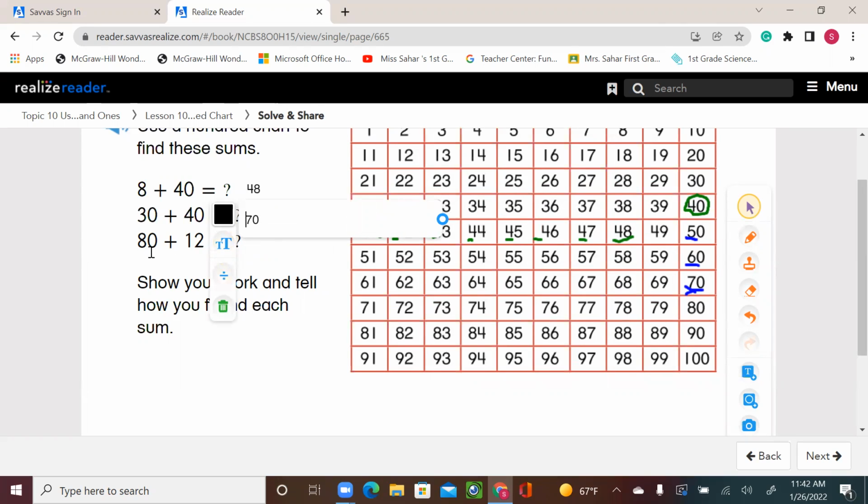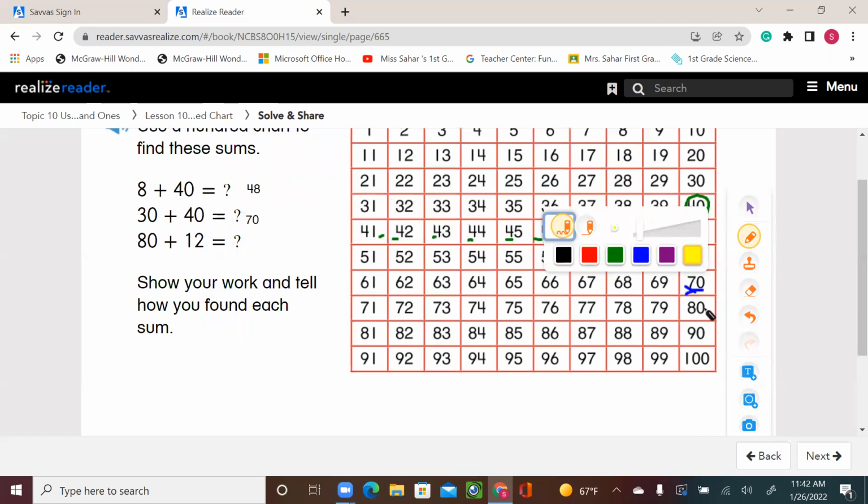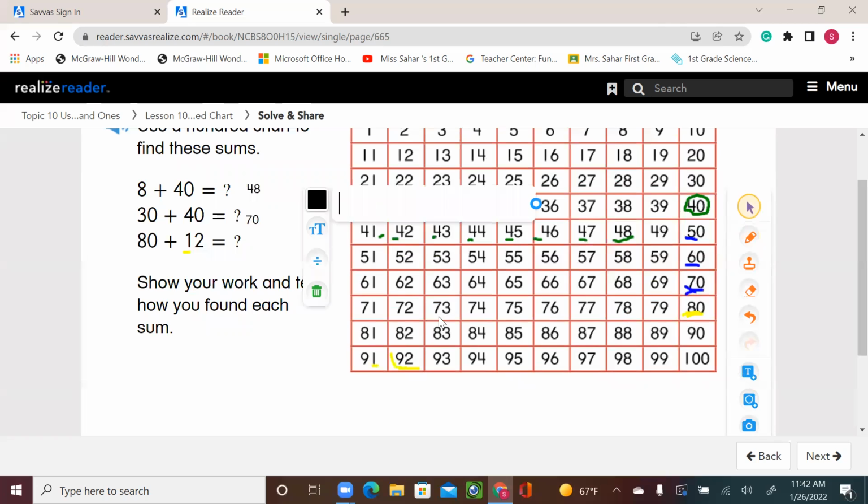Now, last question, 80 plus 12. Find the greater number, which is 80. 80, then add 12. 12 means 1 ten and 2 ones. So I know 1 ten means 1 column down, because when I add tens, I go down. So 1 column down, that's 90. That means I added only 10. Now I need 2 ones. 1, 2. So 80 plus 12 equals 92. Right? Let's write this down. 92.